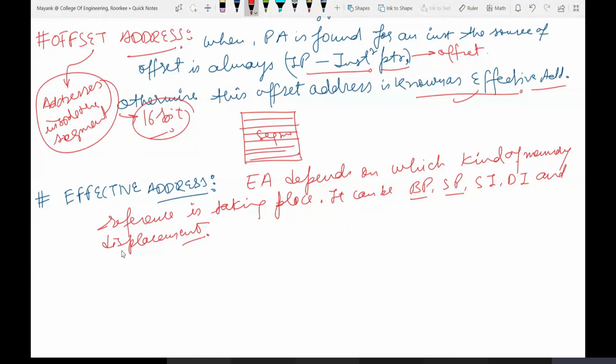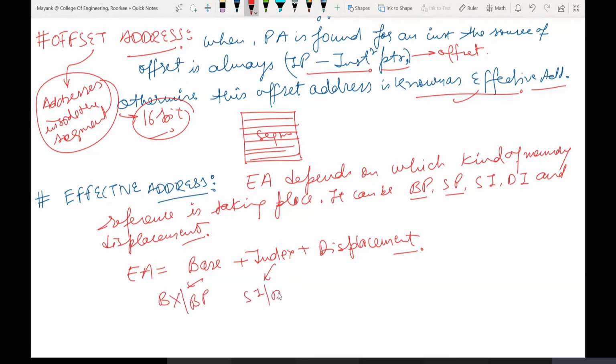So let's see what these things are. First let's figure out the formula for effective address. Effective address is equal to base plus index plus displacement. This is the formula for effective address: base plus index plus displacement. So what will be the source of base? It can be BX or BP, index SI or DI. And what could be the displacement? It is a constant value or a variable value which will be given to find out the current pointing location.